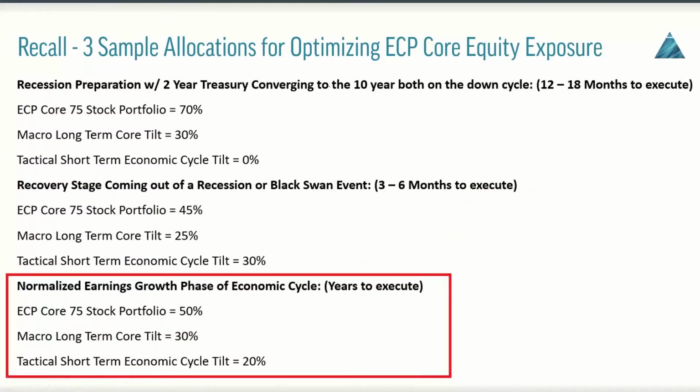So why would we want to do this now? Well, again, let's recall some of the allocation scenarios that I've been proposing over the past 3 webinars when we were looking at the core portfolios. Remember that we have 3 sample allocations depending upon where we're at in the economic cycle. So we can either be preparing for a recession, we could be in the recovery stage coming out of a recession, or we could be where we're at right now, circled in red, which is where we're getting ready to go into our normalized earnings growth phase of the economic cycle.